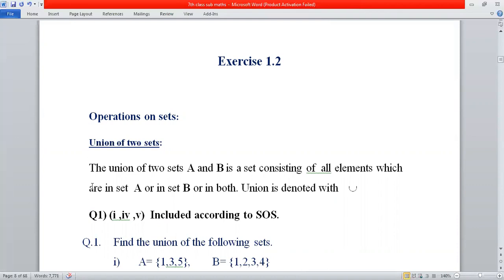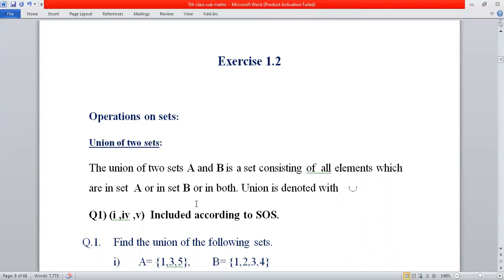So if we find the union of two sets, it can be defined as follows. The union of two sets A and B is a set consisting of all elements which are in set A or in set B or in both. Union is denoted with this symbol, just like the letter U.